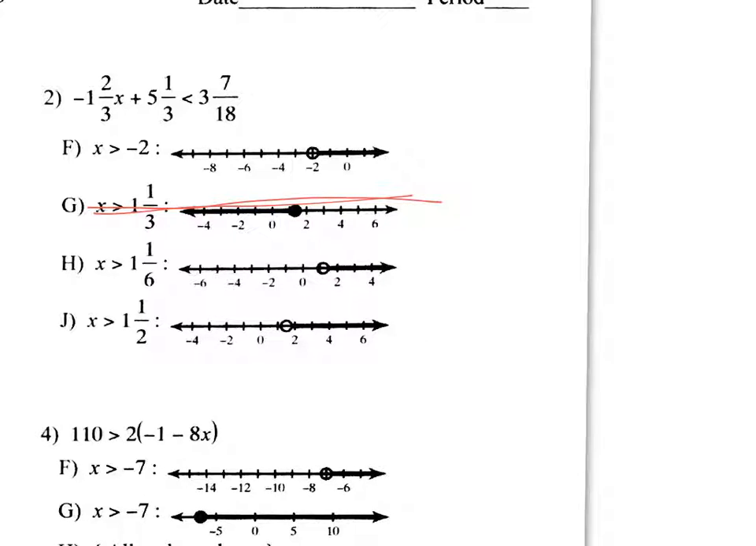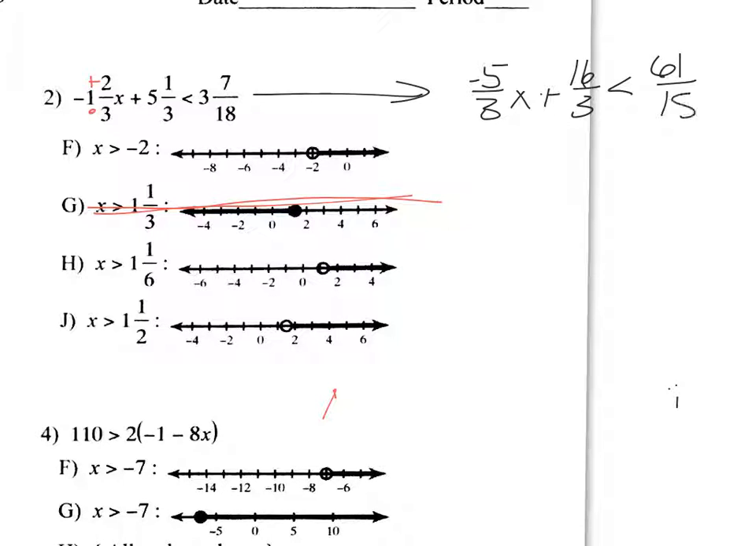So I'm going to work this by hand. I don't have a calculator, so I'm going to do this by hand real quick. The first thing I'm going to do is change everything to an improper fraction. Remember, just a quick review: multiply, add. So that would be negative 5/3 x plus 16 over 3 is less than, let's see, 54 and 7 would be 61 over 18.